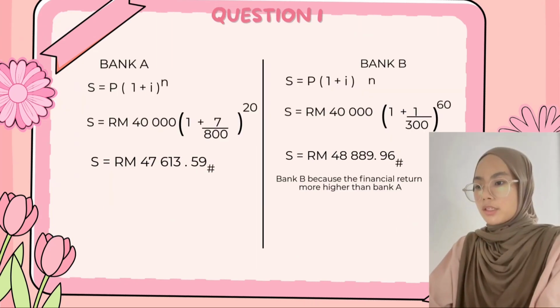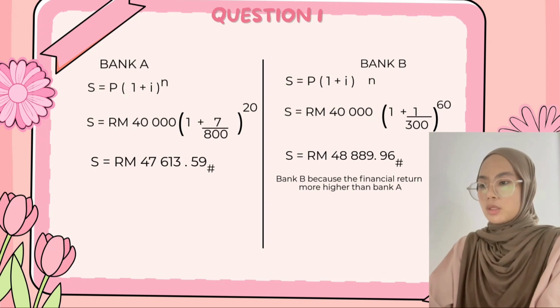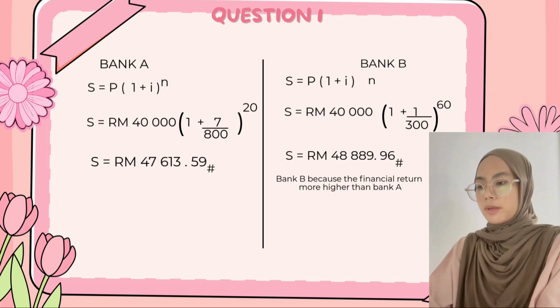So after that, we need to find the total amount after 5 years. We use the compound interest formula. The formula is S equal P open bracket 1 plus I close bracket power N. So we substitute the values for bank A. Principal for bank A is RM40,000, I for bank A is 7 divided by 800, and N for bank A is 20. So S equal RM40,000 open bracket 1 plus 7 divided by 800 close bracket power 20. After we calculate, the answer for S is RM47,613.59.